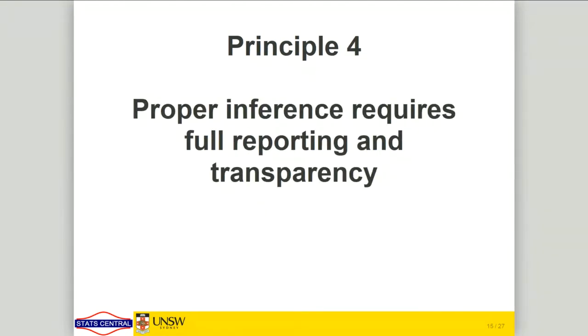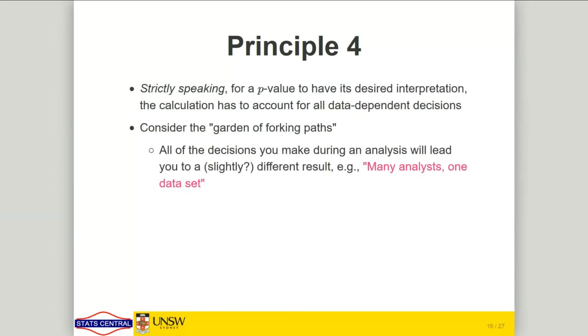So principle 4 is saying that inference requires full reporting and transparency. So what does that mean? Strictly speaking, if you're going to get really technical, for a p-value to have its desired interpretation, the calculation of it has to account for all of the data-dependent decisions that you made along the way. For example, you might check for normality before deciding whether to do a t-test or a rank sum test. You might test for equal or unequal variances to see which type of t-test you'll do.